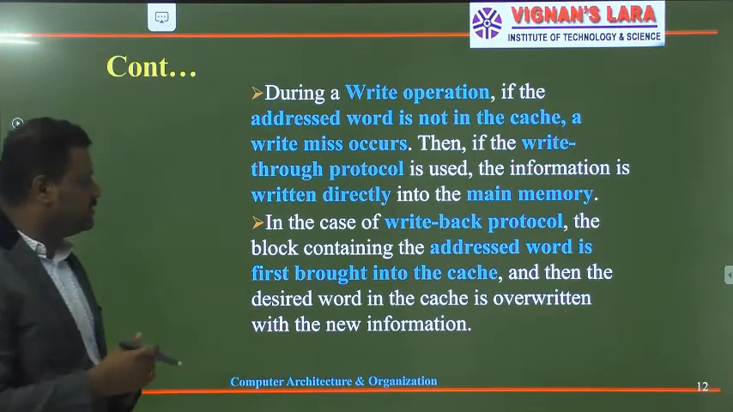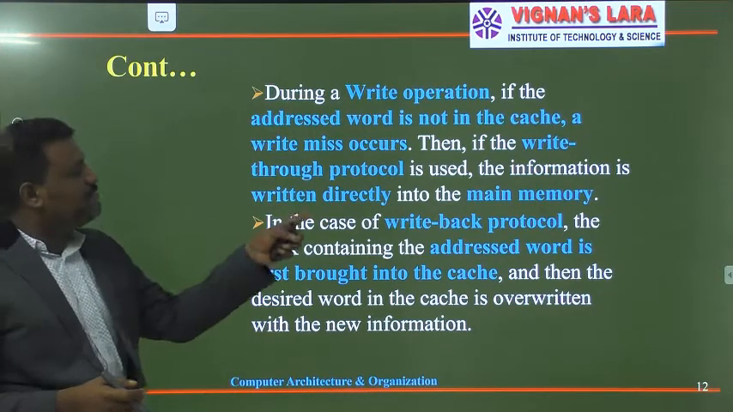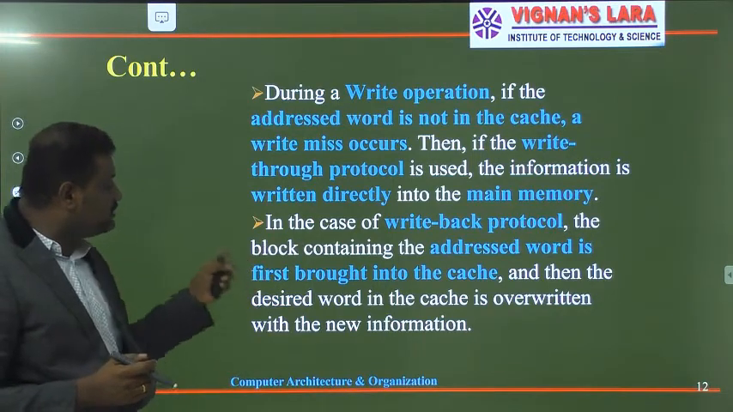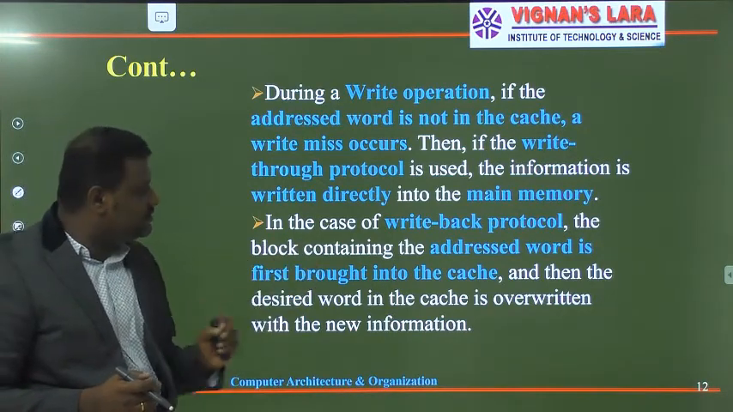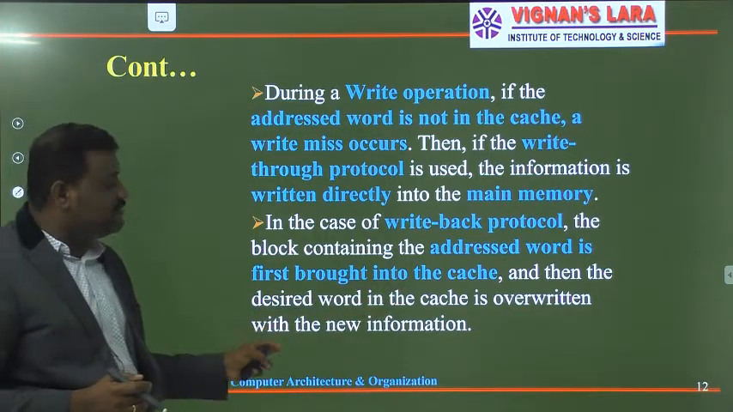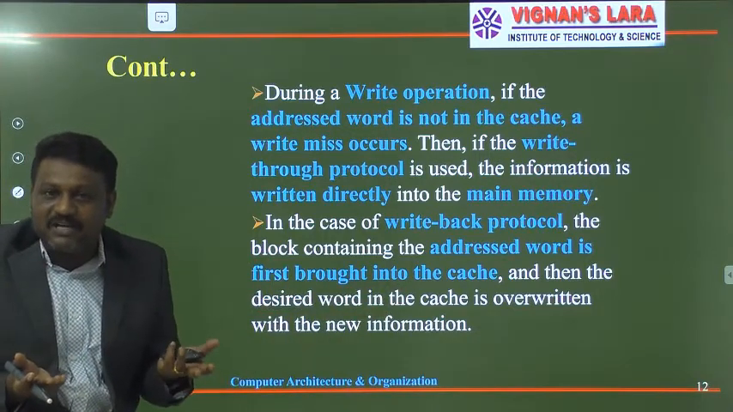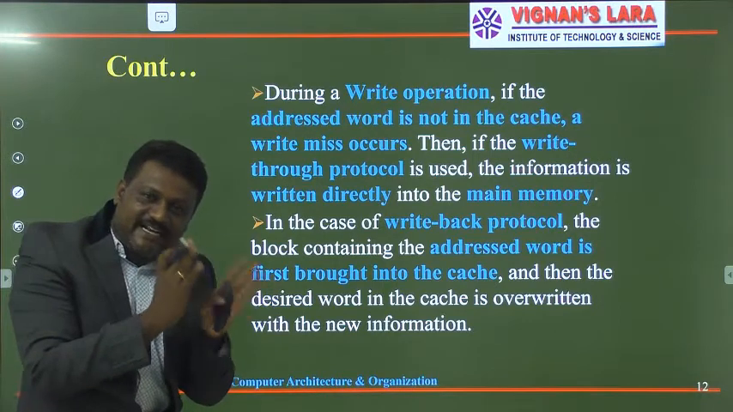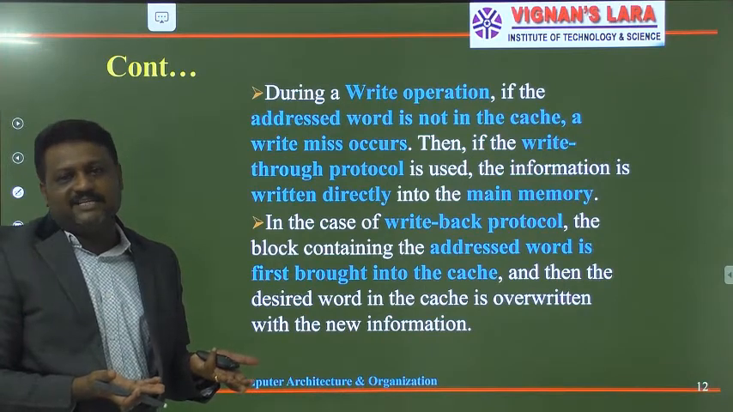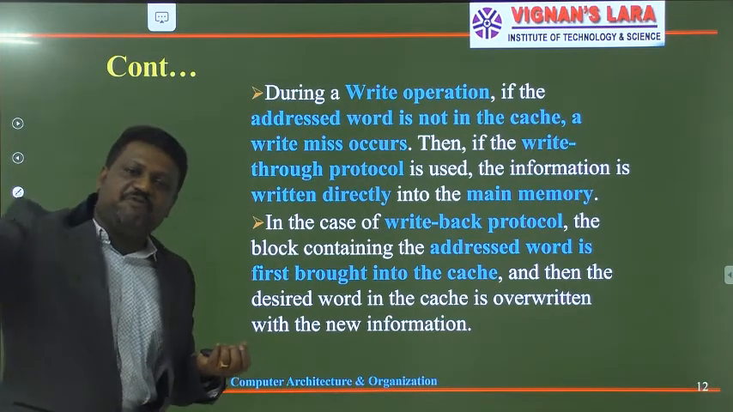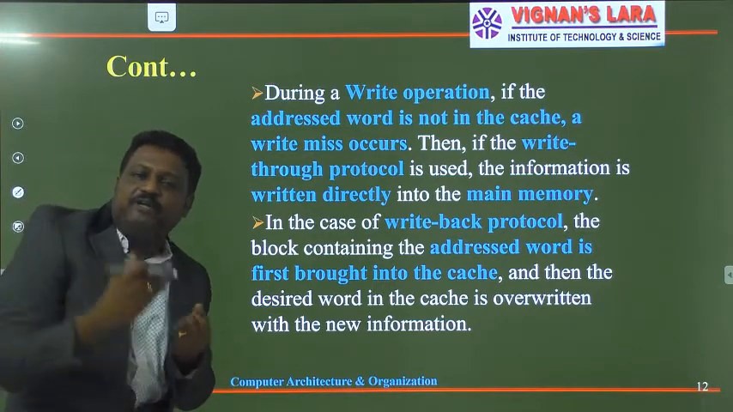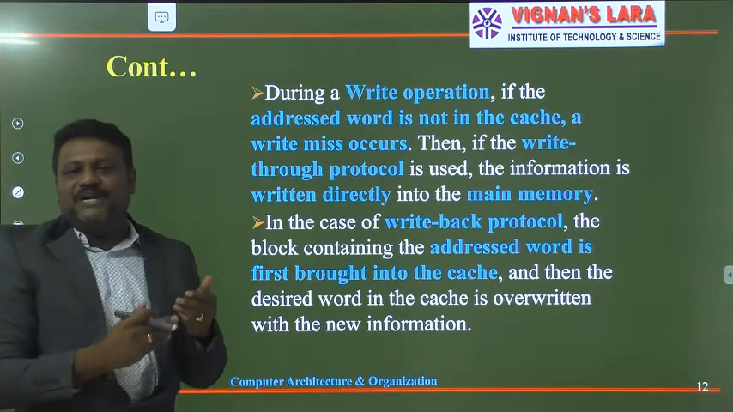During a write operation, if the addressed word is not in the cache, a write miss occurs. Absolutely. In a read miss, the required data is not present in the cache. If the CPU wants to write something to a particular location and that location is not present in the cache, obviously we get a write miss. If the write through protocol is used, what is it? The modifications are done both at the cache as well as main memory. The information is written directly into main memory.